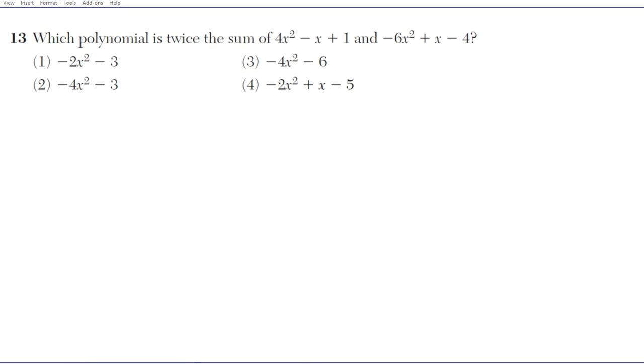All right, let's take a look at question 13. It reads, which polynomial is twice the sum of 4x squared minus x plus 1 and negative 6x squared plus x minus 4? All right, so we're going to do a real quick vocab review. Certain vocabulary terms you want to keep track of is twice. What does twice mean? Twice basically implies multiplying by 2.